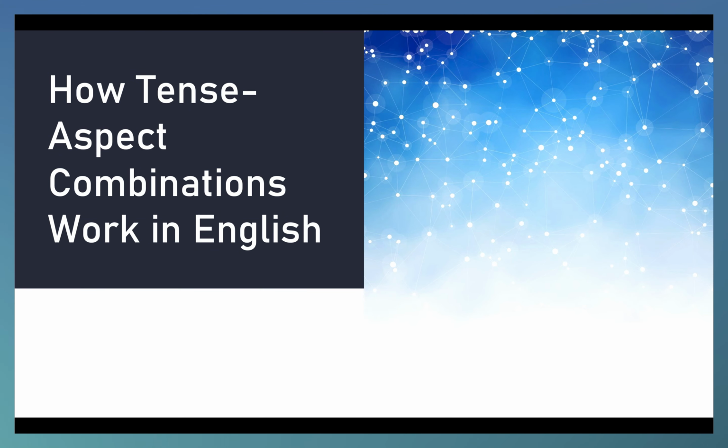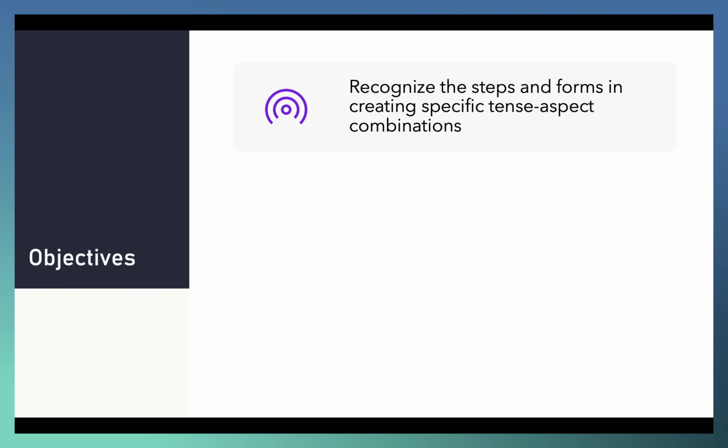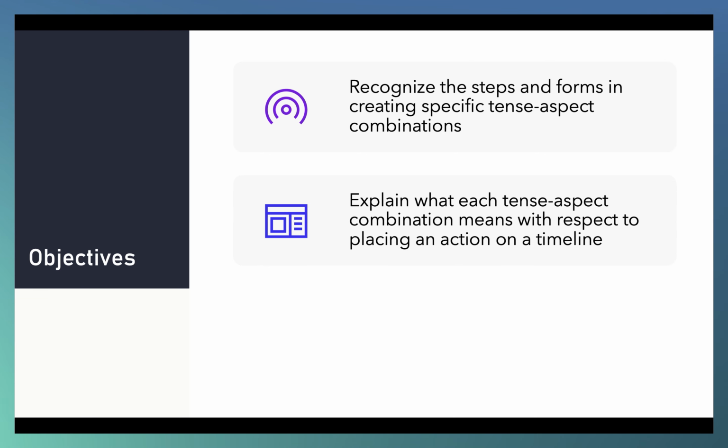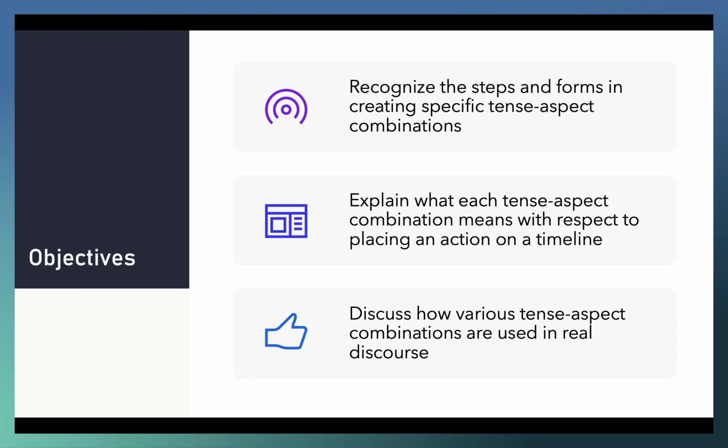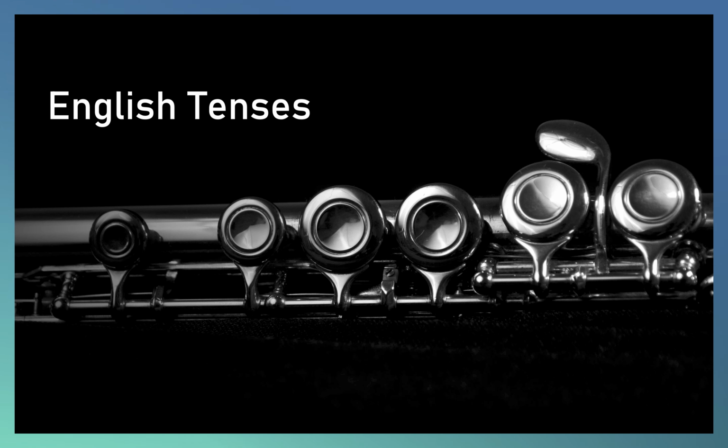In this three-part lecture, we're going to discuss how the tense aspect system operates in English. Our objectives are to recognize the steps in forming specific tense aspect forms, to explain what each tense aspect combination means with respect to the placement of the action on a timeline, and to discuss briefly how specific tense aspect combinations are used in natural speech and writing. Let's begin with tenses.